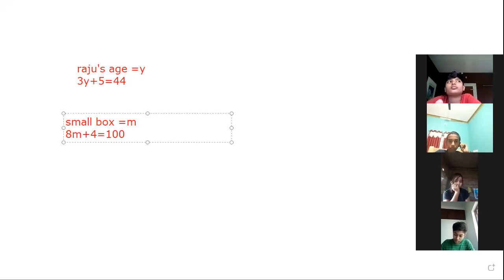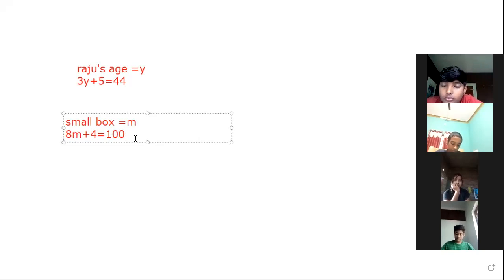8 small boxes means there are m mangoes in each small box, and such 8 small boxes are there. So in total, there are m into 8 or 8 into m mangoes in small boxes, plus 4 loose mangoes. That's why we can write 8m plus 4, which is equal to the total number of mangoes in a large box, given as 100. So the equation corresponding to our given statement is 8m plus 4 is equal to 100.